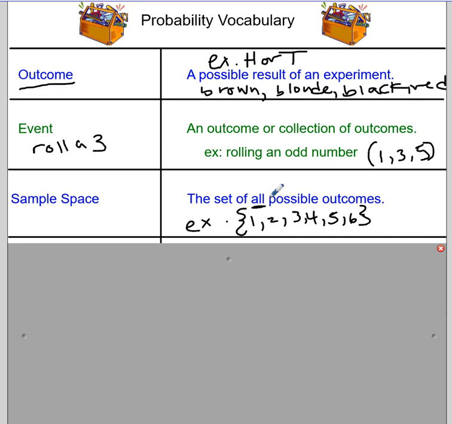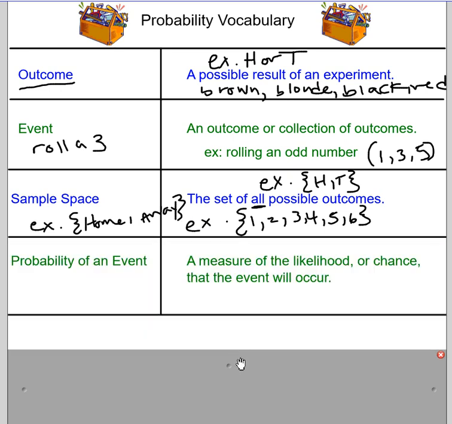If I'm talking about flipping a coin, my sample space would be either getting a heads or a tail. If I'm talking about playing a baseball game and who wins the baseball game, all possible outcomes would be either, let's say, the home team or the away team. One of them has to be the winner, right? So that's sample space.